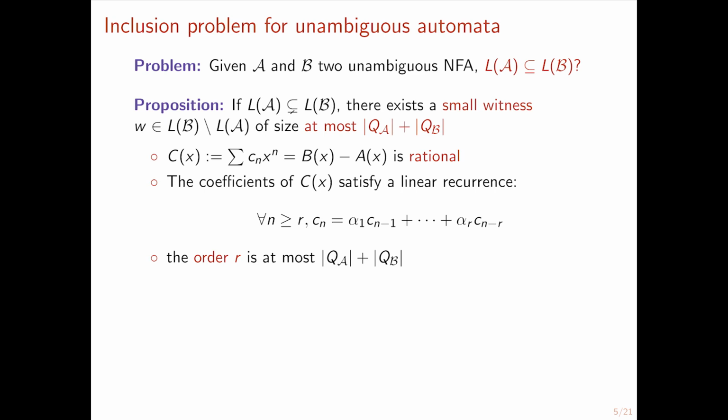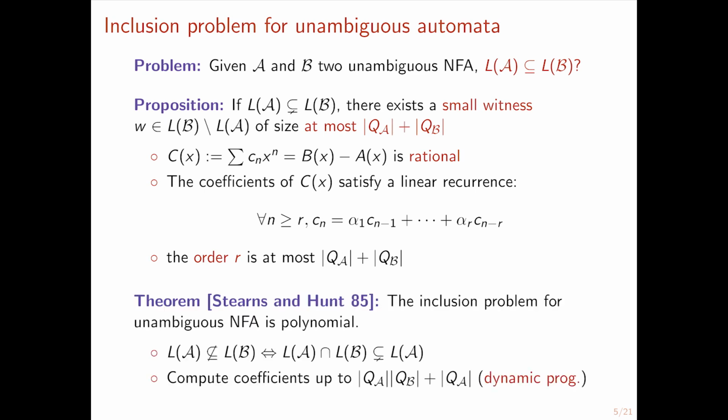Another classical result on rational series tells us that the coefficients of C satisfy a linear recurrence with constant coefficients of order R, where R is less than the sum of the number of states in A and B. Because we assume that the language accepted by A is strictly included in the language of B, the series C is non-null. Hence, one of its first R coefficients must be non-zero, otherwise by the recurrence relation, all the coefficients would be null.